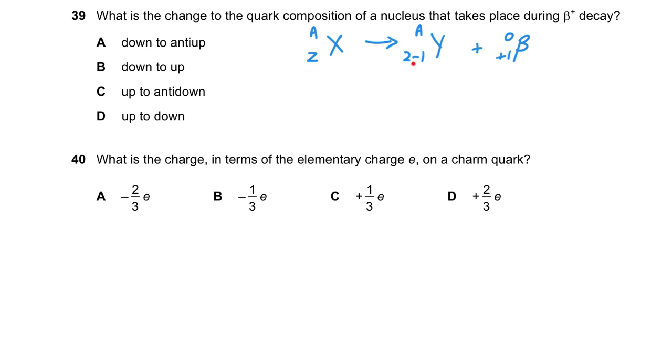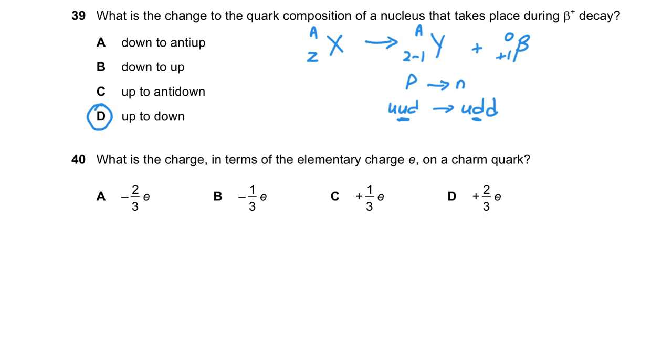So this was Z, this is Z minus 1. But the nucleon number has not changed, which means a neutron has increased. A proton gets converted into a neutron, which means a proton which is up, up, down gets converted into up, down, down. This up gets converted to a down quark. So the answer is D.